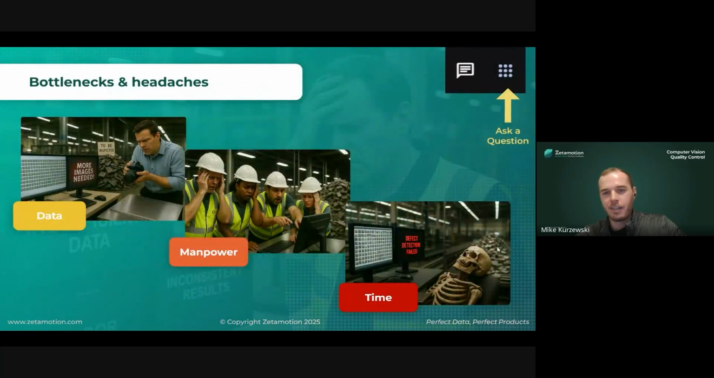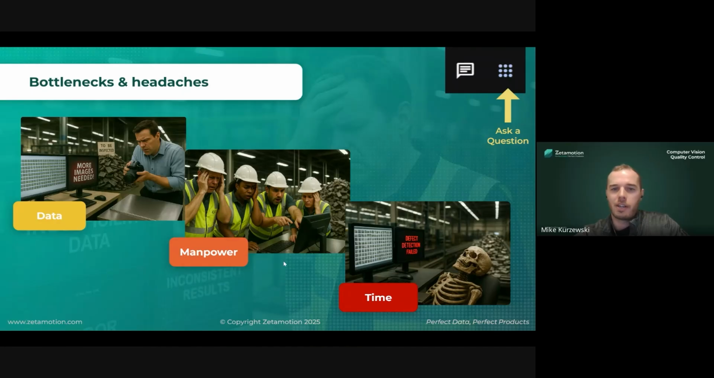And these three bottlenecks and headaches are mainly in data, manpower, and time. Traditional off-the-shelf solutions don't really address the data need that you need to get going. You often need thousands of images to train the models to inspect what you need and inspect your products. And it becomes really hard to collect and curate these data sets.